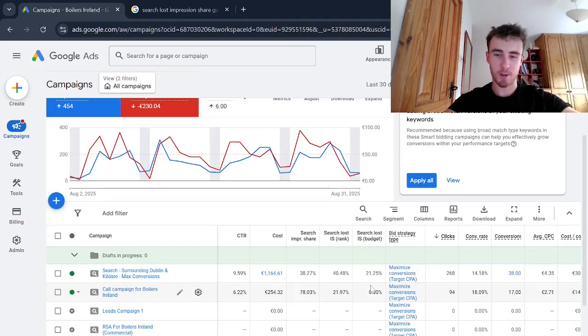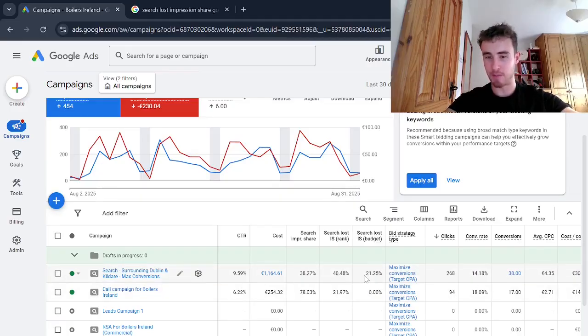Now, your search loss impression share due to budget is by far the most straightforward one to improve and is only going to be relevant if you are actually spending your full daily budget already. Because here, for example, in this campaign, if we have a search loss impression share due to budget of 0%, then it doesn't matter what we increase our budget to, this number will always stay the same. So increasing the budget of this campaign won't make any difference at all to a search impression share.